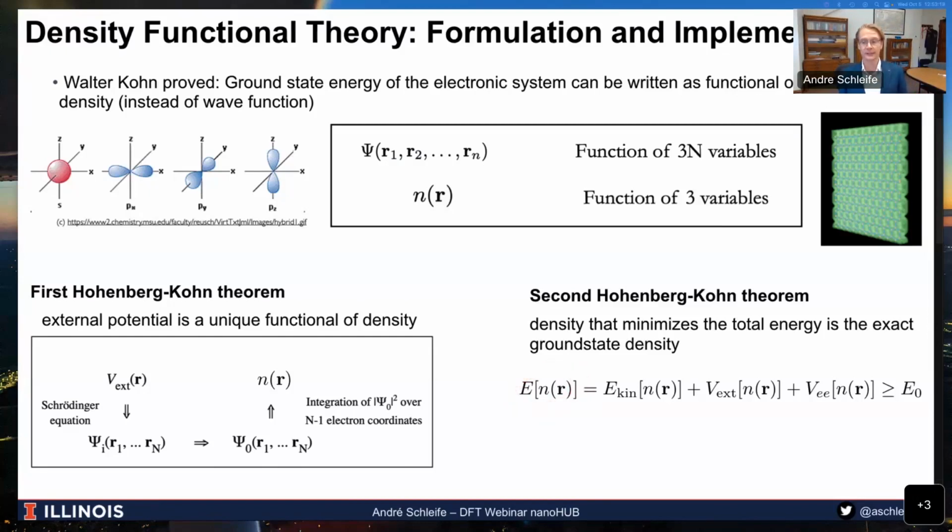So now you have not only shown that the ground state density is a perfectly fine variable, you also have a recipe of how to get this ground state density, which is a variational principle, meaning you can find the minimum of this energy, and the density that gave you that minimum is indeed the exact ground state density. All right, that's the foundation of DFT.